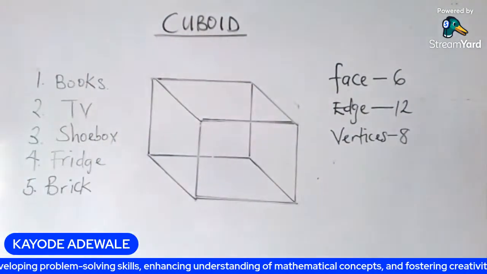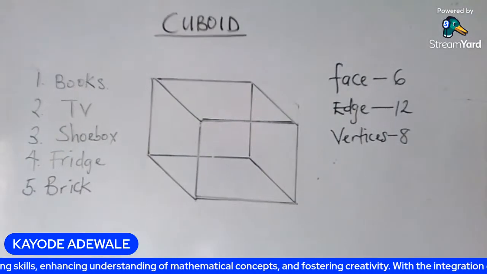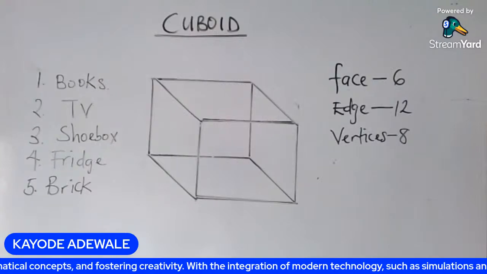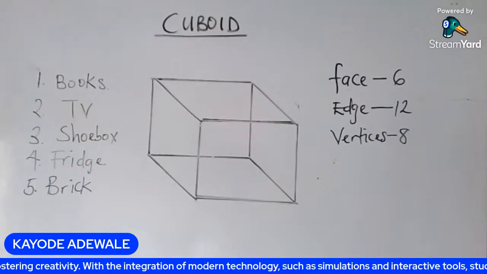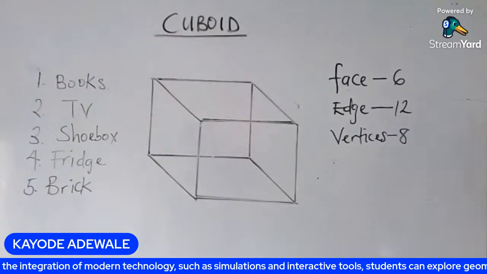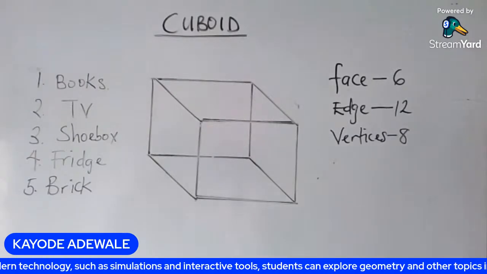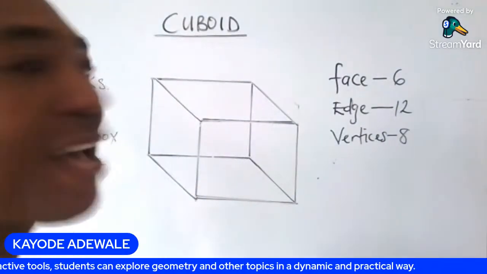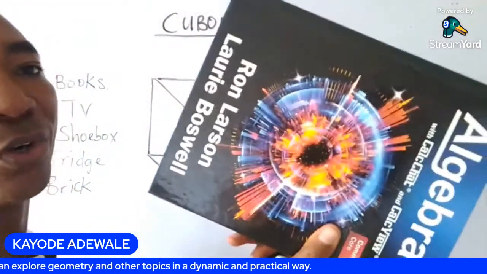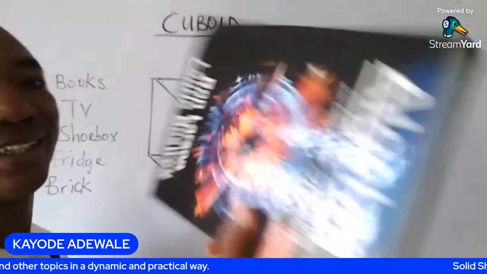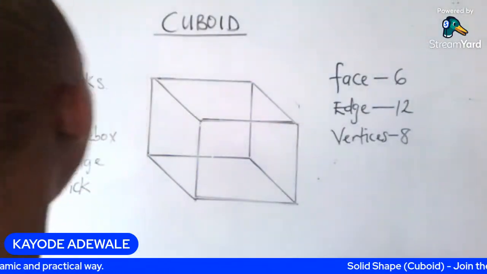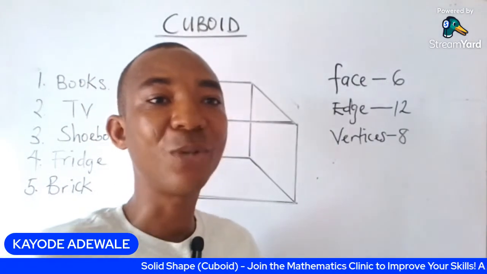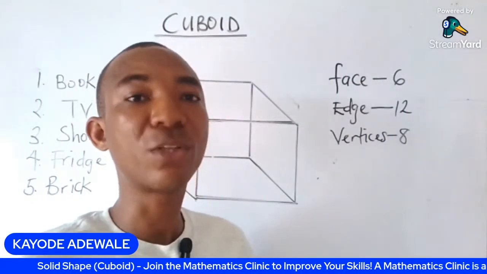So let's see some of the objects at home that look like cuboid. Can you tell me some of the objects at home that look like cuboid? Okay, let's see them. The first one is your book, your textbook. Can you see this? It looks like cuboid. What other object at home looks like cuboid? Your television. Can you just go around and look at your television set? Yes, it looks like cuboid.